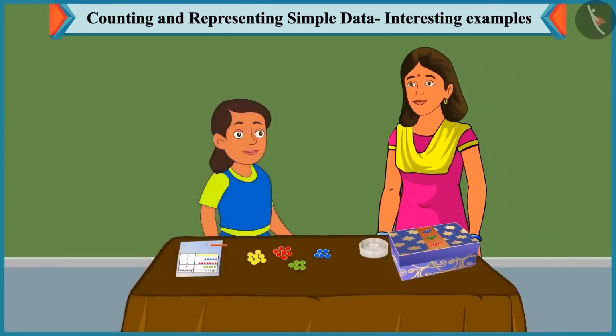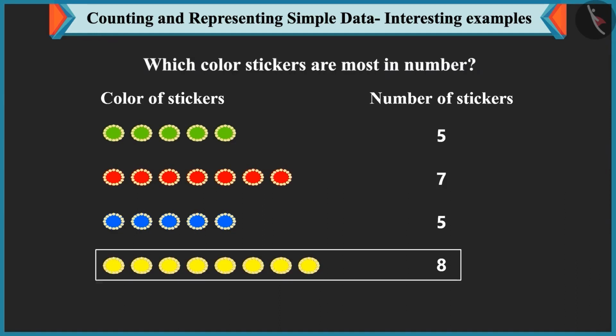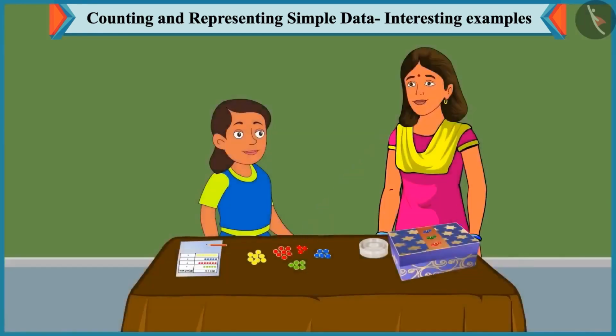Oh wow, Bubbly! You have very well represented the different colors of stickers. Thank you, Mummy. Come on, now tell me which color stickers are most in number? Yellow stickers are most in number, which is 8. Come on, take these. I have some more red stickers. Count these along with the stickers you already have with you.